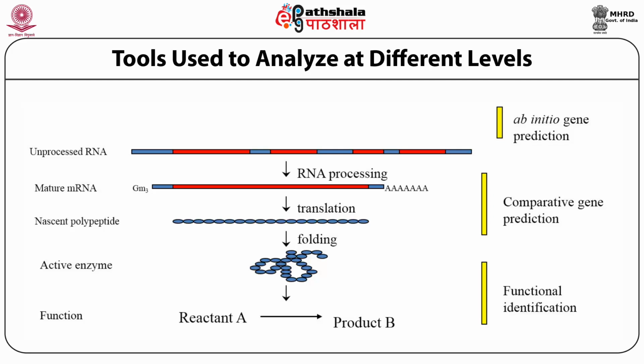So the whole process from gene to protein involves a large number of steps, and for each step we can use bioinformatics tools to analyze. For example, at the sequence level we can use ab initio gene prediction tools, for the processing we can use comparative genomics tools, and finally for the protein we can use tools for functional identification.